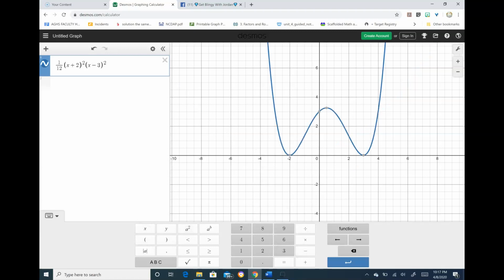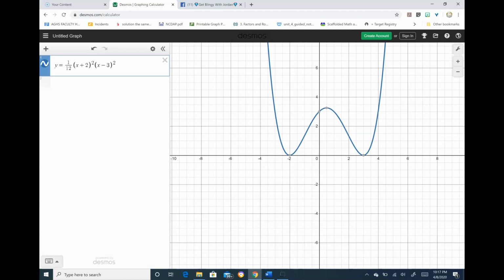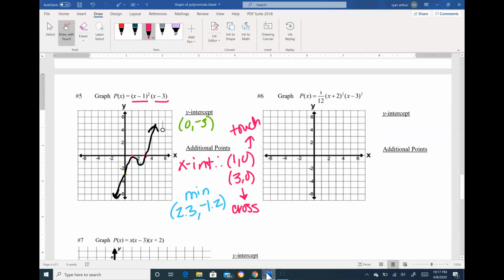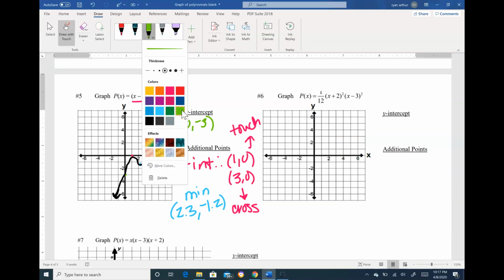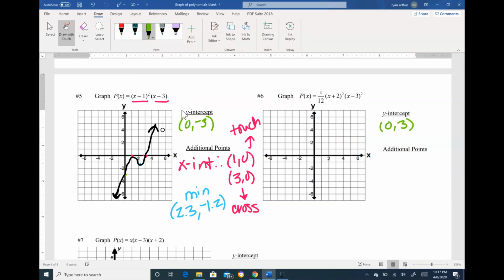Alright, so you don't have to write y equals, but it's a really good habit to get into, okay? Sometimes I forget also. So the first one I'm going to look at is the y-intercept, where it crosses the y-axis, which is right there, (0, 3). So my y-intercept for this one is (0, 3). So let's plot that (0, 3).